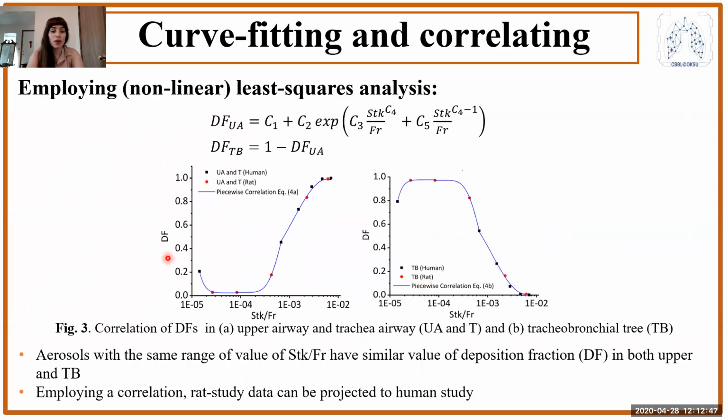And when we plotted the deposition fraction of particles versus the Stokes number or Froude number for both upper and lower airway of human and rat airway, we saw they both follow the same pattern. And using these data, we generated a correlation, and we realized that using that correlation, we can project rat study data to human study data.